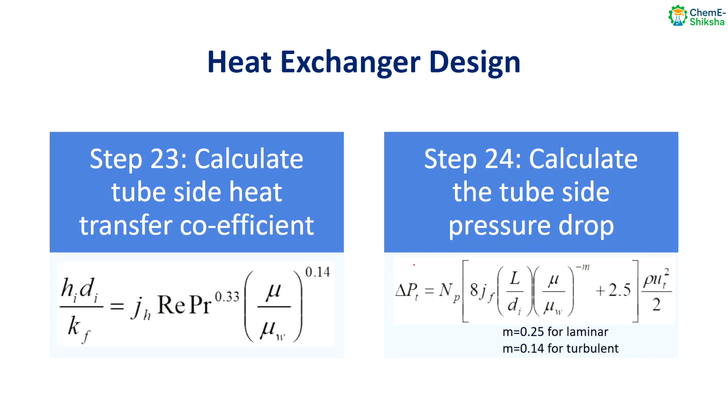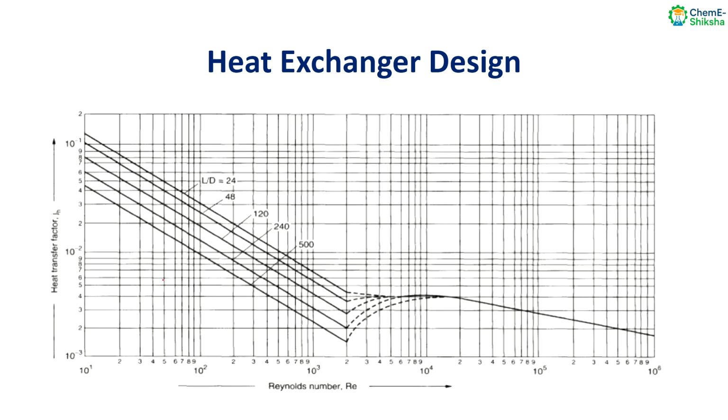Similarly, we have to calculate the tube side heat transfer coefficient and the tube side pressure drop using these equations. For the tube side heat transfer coefficient, the Nusselt number for the tube side, Hi into di by Kf, equals the heat transfer factor Jh into Reynolds number into Prandtl number to the power 1/3, that is 0.33, into mu by mu w to the power 0.14. Again, this Jh, the heat transfer factor, can be calculated from this chart.